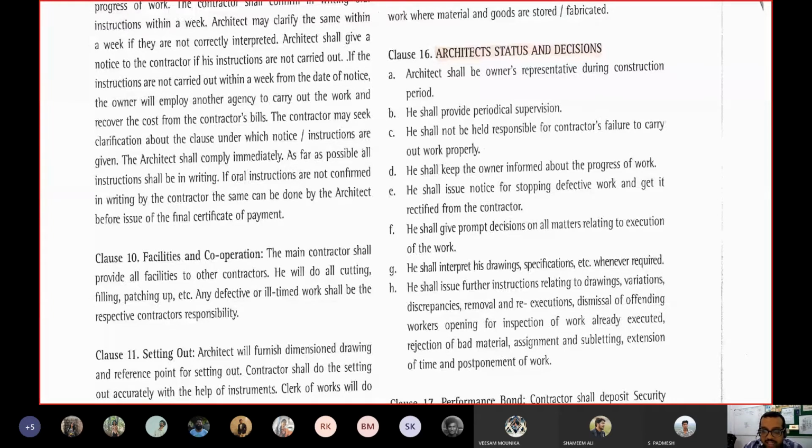Other than that, he has the power to reject any bad material if he feels like. Next is assignment and subletting. If at all he needs, he can allow the extension of time as well as postponement of work. So these are certain scopes of work which might be required during the course of the work.